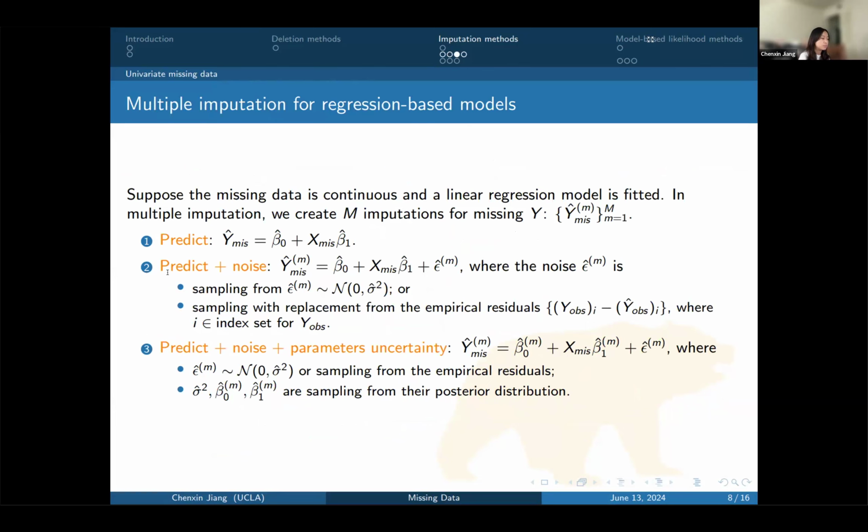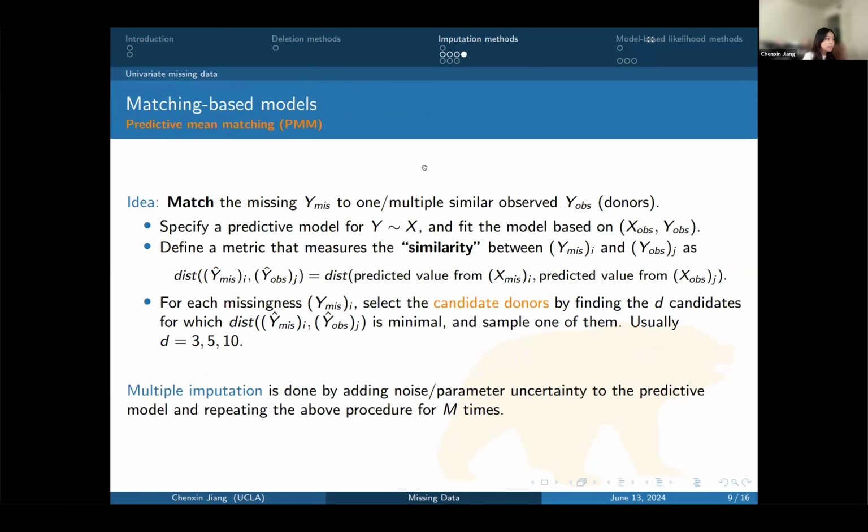We can use predict plus noise. We add noise to the predicted value of the imputed model, and the noise can be sampled from the estimated Gaussian distribution or sampled with replacement from the empirical residuals. Secondly, we can even add some parameter uncertainty to the multiple imputation by sampling the parameter estimates from their posterior distribution. And the second method to deal with univariate missing data is called the matching-based model.